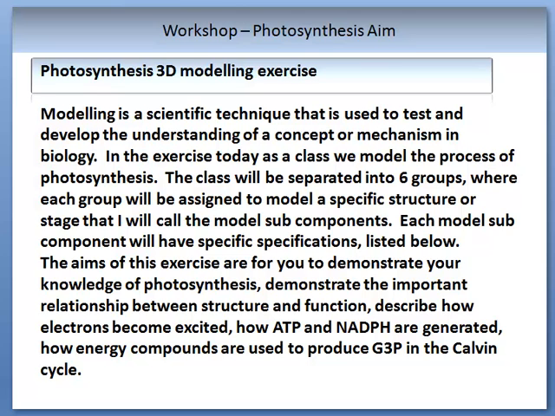The aims of the exercise are for you to demonstrate your knowledge of photosynthesis, demonstrate the important relation between structure and function in this mechanism, describe how electrons become excited, how adenosine triphosphate and NADPH are generated, how energy compounds are used to produce G3P in the Calvin cycle.